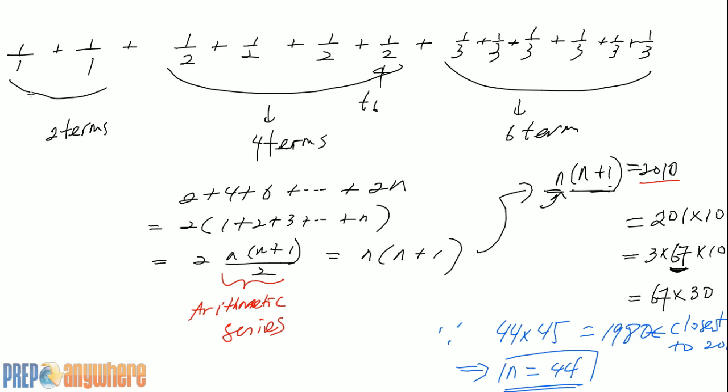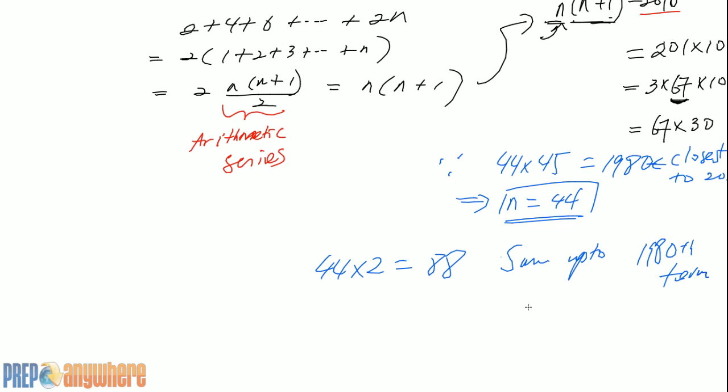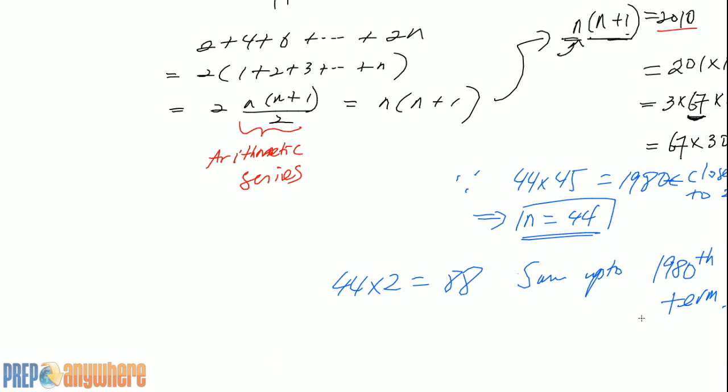Okay, so every one of these groups adds up to 2. So up to the 1980th group, we're going to have 44 times by 2, so 88, sum up to the 1980th term. Now we stopped at 1980, so we still have 30 more terms, right?